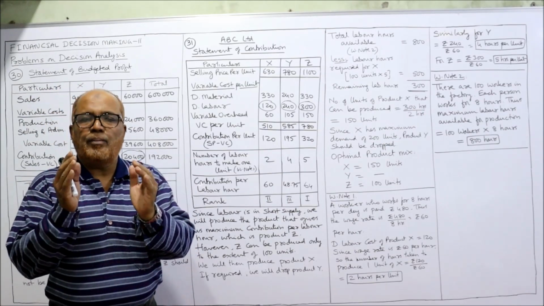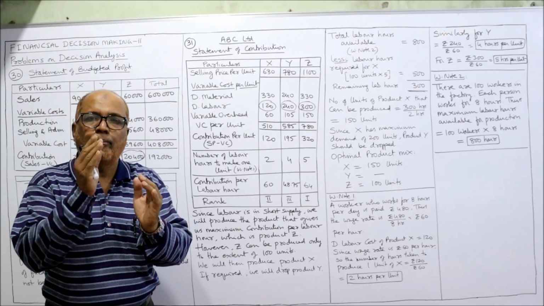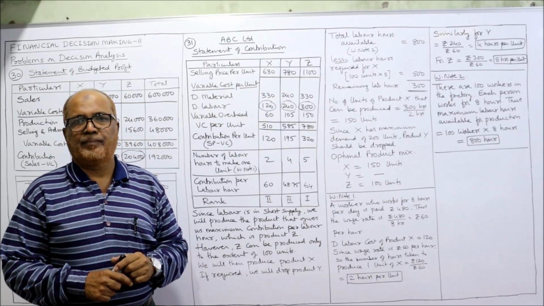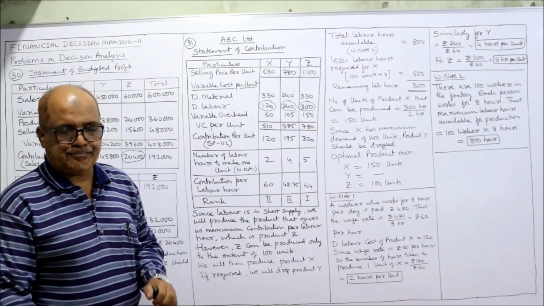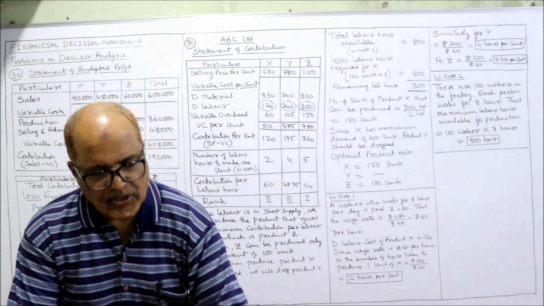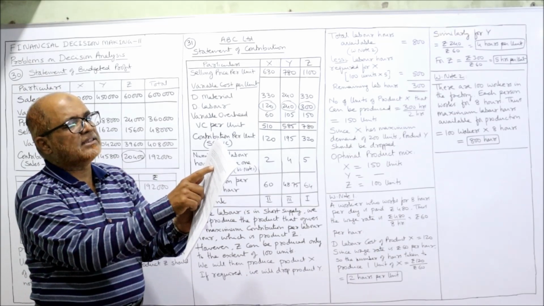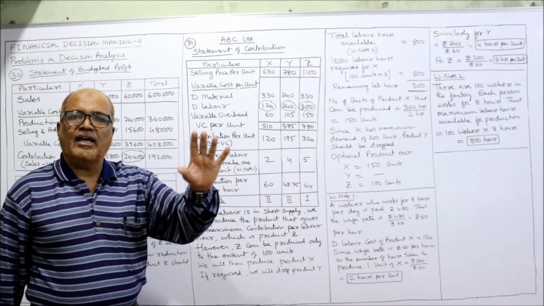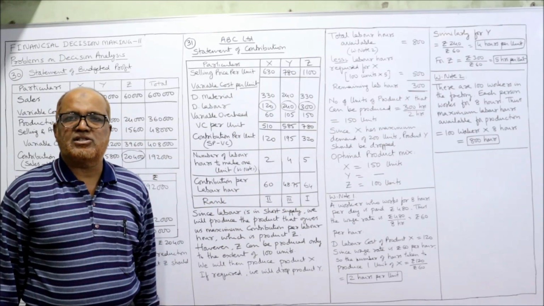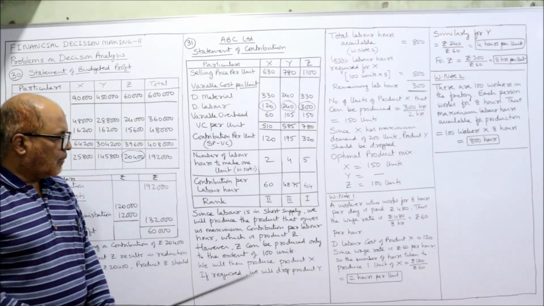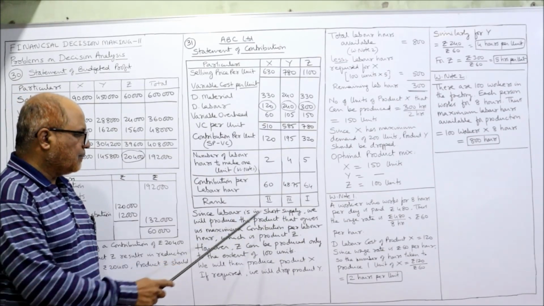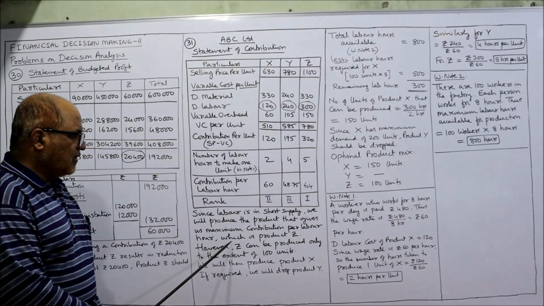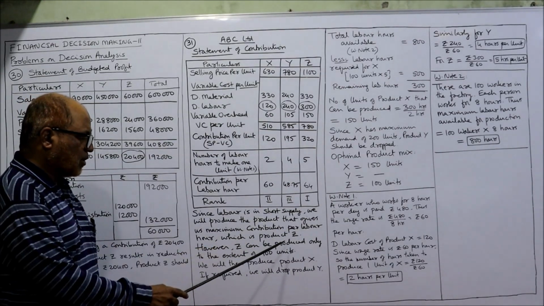That means the company should focus first of all on making Z product to its maximum sales potential. Sales potential are given in the problem. You can see the sales potential is X 200 units, Y 300 units and Z 100 units. This is the maximum sales, maximum demand. Now, since labor is in short supply, we will produce the product that gives the maximum contribution per hour, which is product Z.